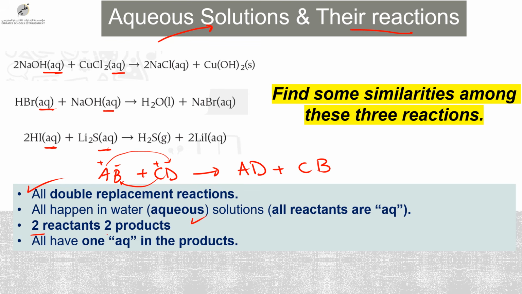Two reactants, two products, of course we know them from double replacement reactions. And all have one AQ in the product. So in the product, you will find all of them have one compound that is aqueous. But what is different is one reaction has a solid, one reaction has water, and one reaction has a gas. So that's the difference between these three reactions, okay?